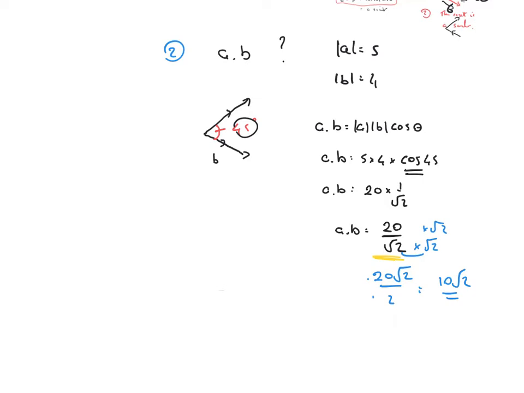So let's just go over it again. Magnitude 5, magnitude 4 multiplied by cos of theta, and theta is the angle 45. Quick check that the vectors are pointing away from the vertex. 20 times 1 over root 2, that's 20 over root 2. Top and bottom by root 2 gives me 20 root 2 over root 2 times root 2, which is 2, and then these two can be simplified to give me a final answer of 10 root 2.